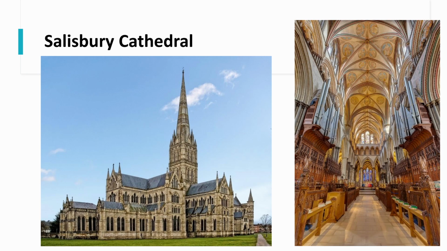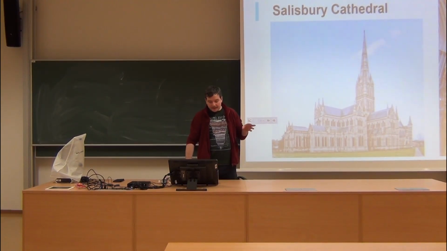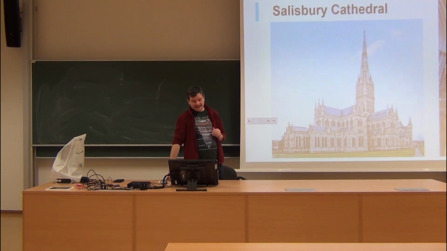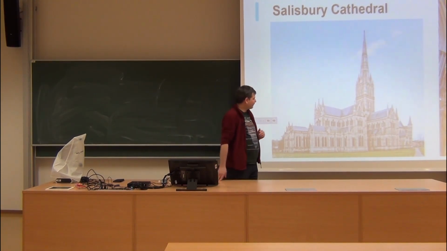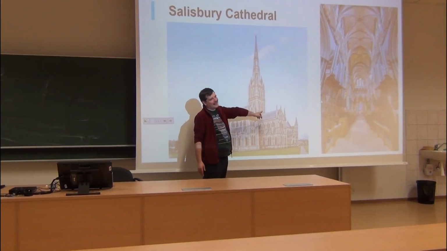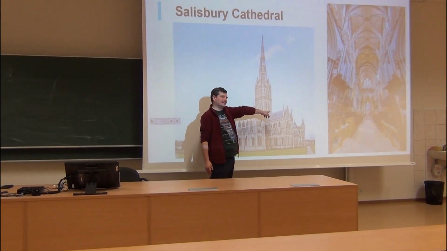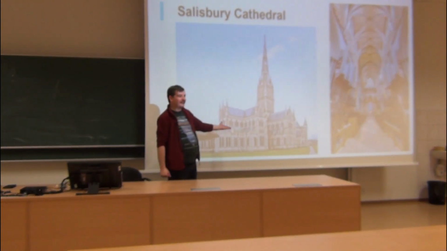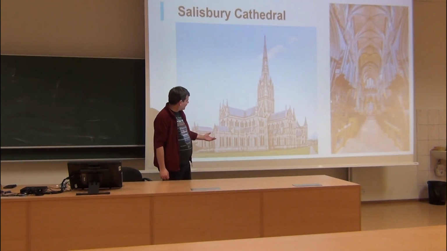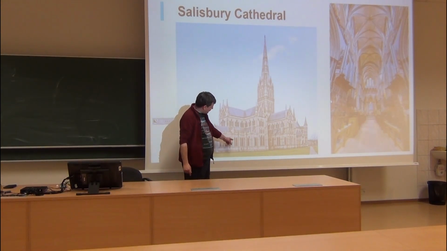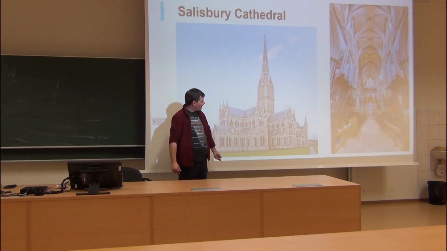Okay, so Salisbury Cathedral here. Now this is early Gothic, and you can easily see that this is early Gothic because, first of all, the tower is still at the typical Norman position. Second of all, there are relatively big windows, and there are a lot of them, but not extremely excessive. And also, we have some buttresses here, but not flying buttresses.